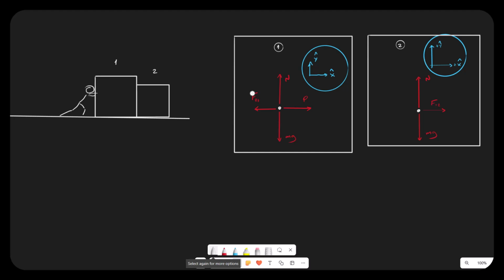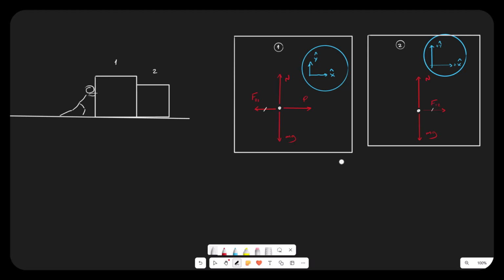I do want to point out one thing. This force right here, the force of 2 on 1 and the force of 1 on 2, these make up a third law pair, so these will be equal and opposite to each other. That's something that we'll talk about in a future video too.